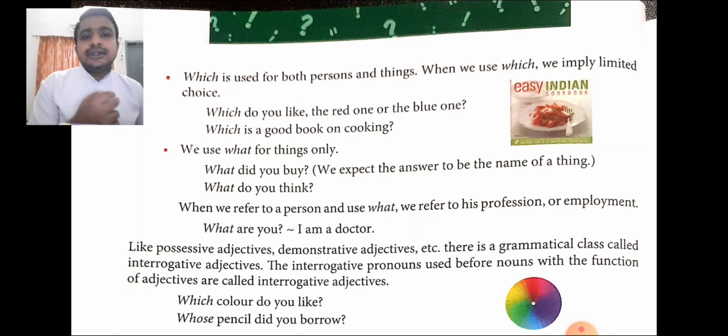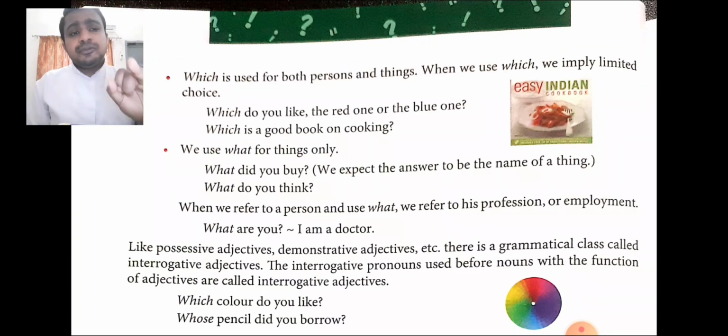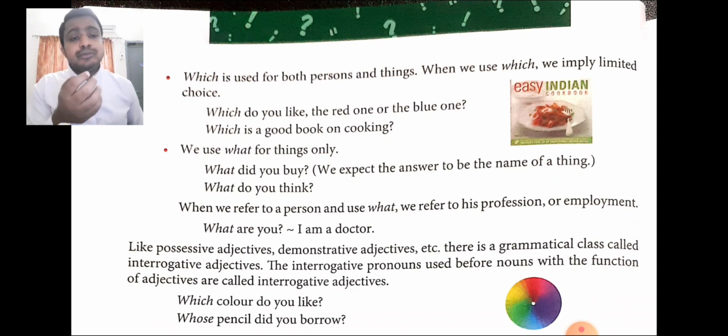Now we shall see the usages of "what". "What" we use only for the things. What did you buy? Or what do you think? But you can ask "what" for the persons also. But in order to ask for his employment or profession only, we ask, what are you? The answer is, I am a doctor. In order to tell about a position, what are you? I am a student. So in order to tell about a profession or employment, you can use "what" as a pronoun.